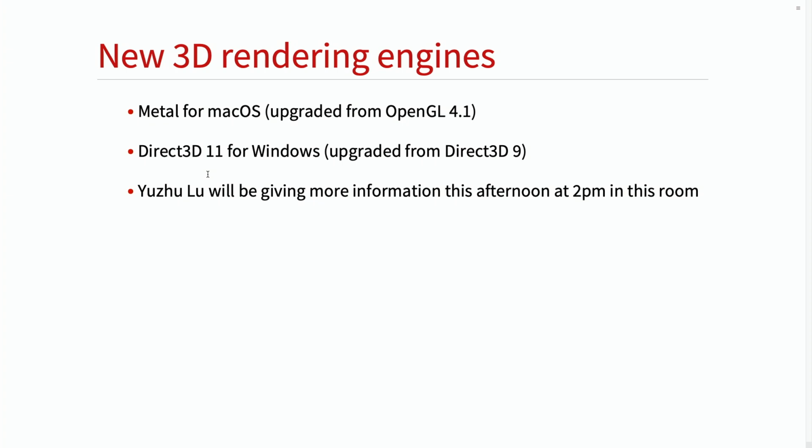We've spent a lot of work on updating our 3D rendering engines. Yutsu is going to be talking about this tomorrow afternoon, along with some very exciting shader technology and some other stuff that he wants to show. But the big thing here among the Mac crowd, people have been asking for Metal for ages. Well, it's become increasingly clear that Apple has no interest in OpenGL anymore. They haven't updated OpenGL in years. And so we are making the transition. We're also updating our Windows layer.